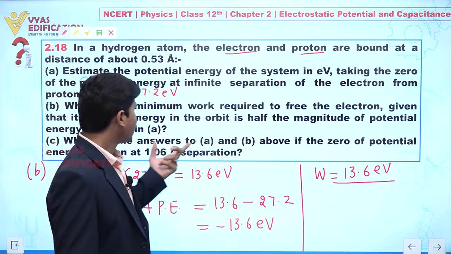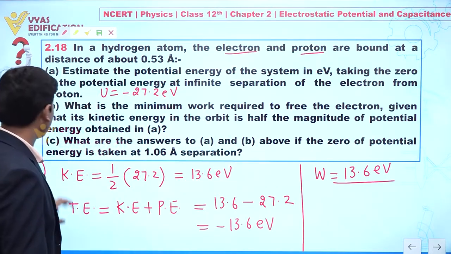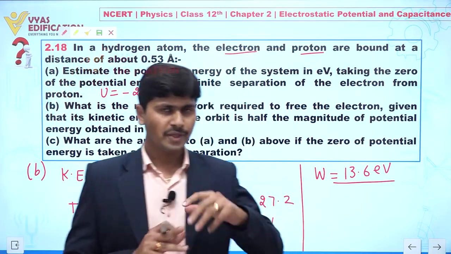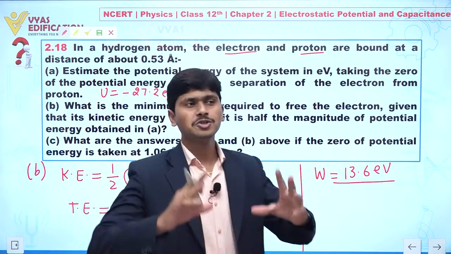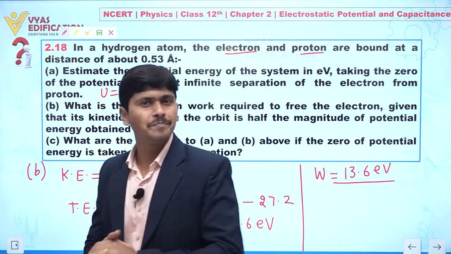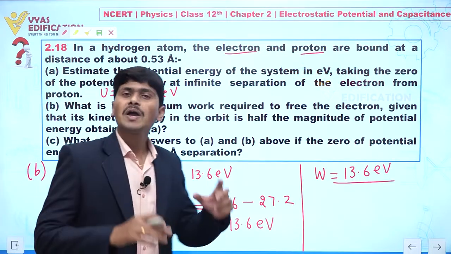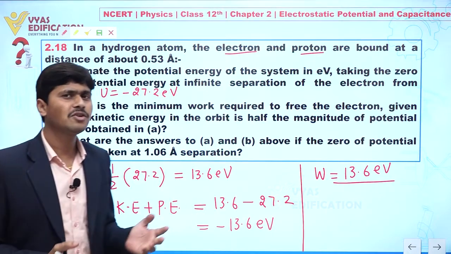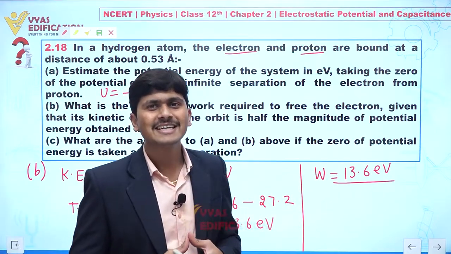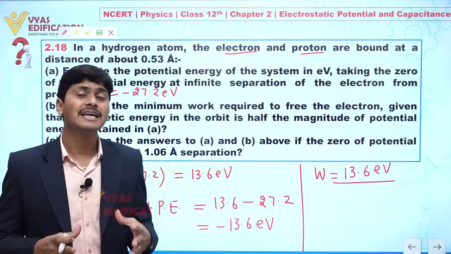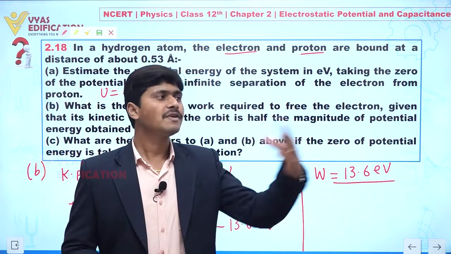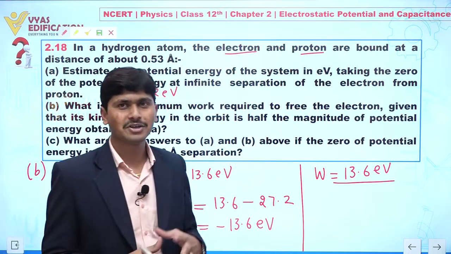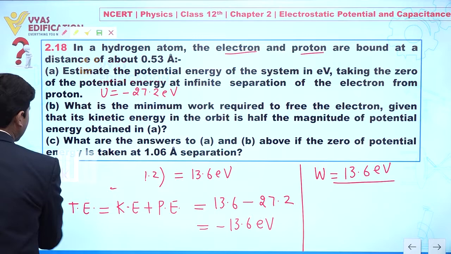Now, what are the answers to A and B if zero of potential energy is taken at 1.06 angstrom separation? It means that in the previous situation we assumed potential energy is 0 at infinity. But now we are assuming potential energy is 0 at a distance of 1.06 angstrom. So the value of potential energy changes, because we always find the potential energy difference. At infinity we took potential energy 0, but now potential energy will not be 0 at the reference point. So how can we calculate potential energy?